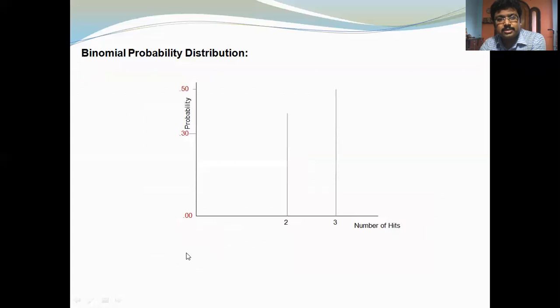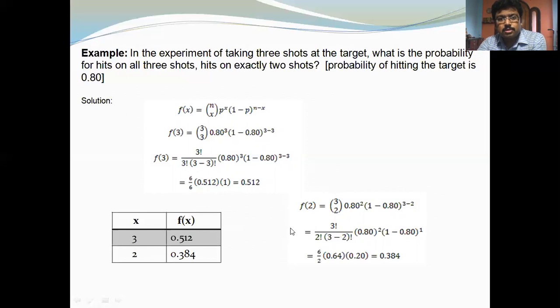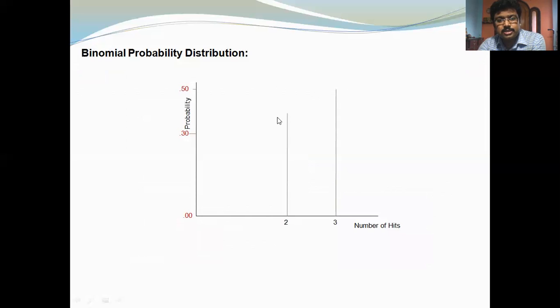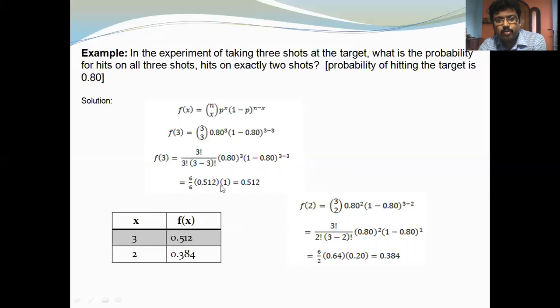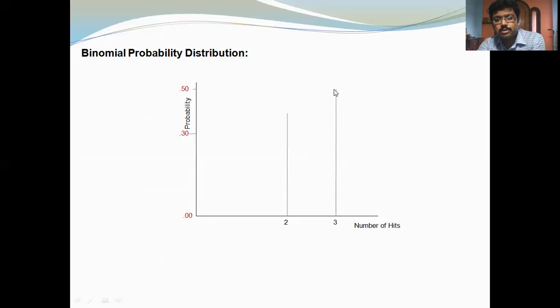Now we present this in a two-dimensional plot. Along the vertical axis, we measure the probability, and along the horizontal axis, we measure the number of hits. When exactly two shots hit the target, the probability is 0.384, which is near about 0.38 in the plot. And when all three shots hit the target, the probability is 0.51. This line. So this is the pictorial presentation of the binomial probability distribution.